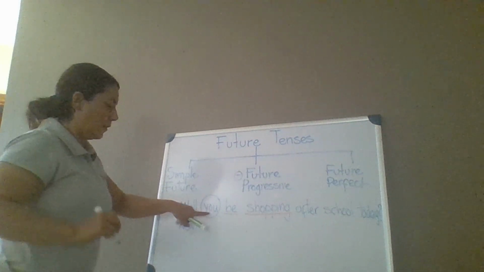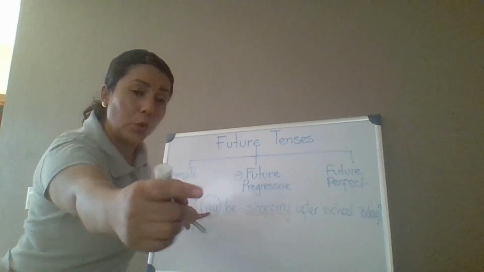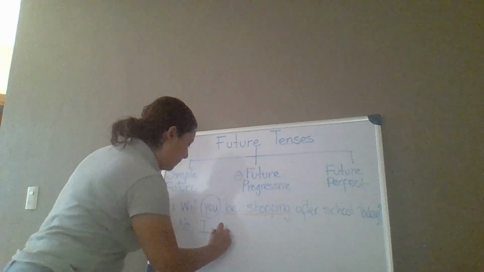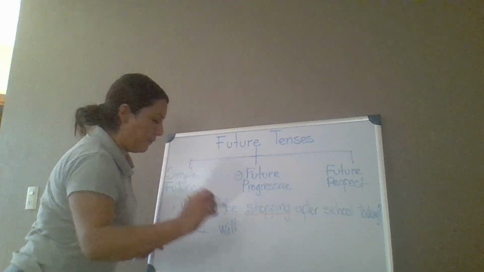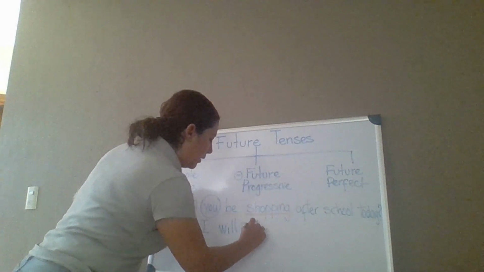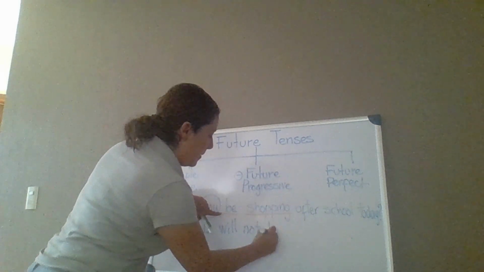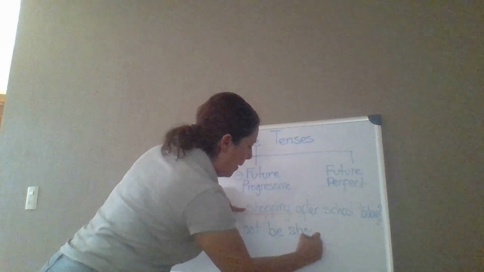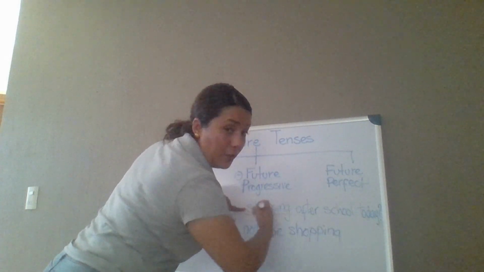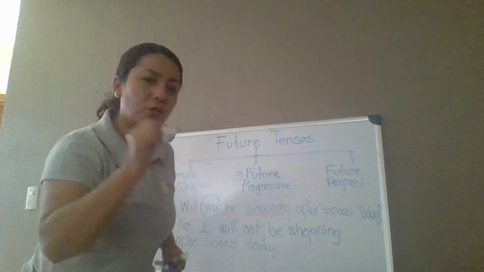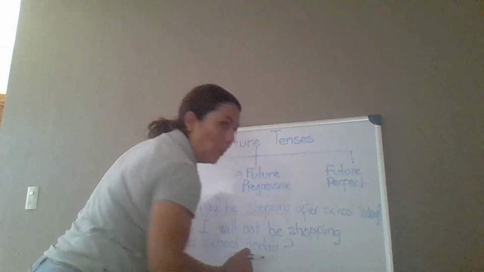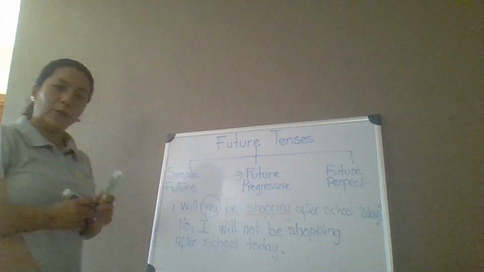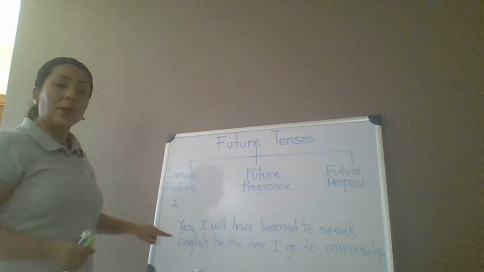no. This is you. So you answered saying I. No, I will. What's the negative? Not. I will not. What's the next part? Be. And the verb ending in ing. Shopping. And you just write the rest. And don't forget the period at the end. There it is.